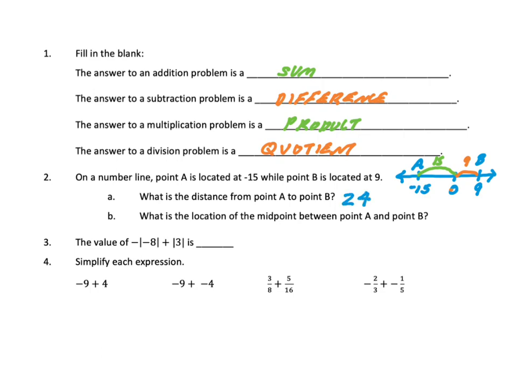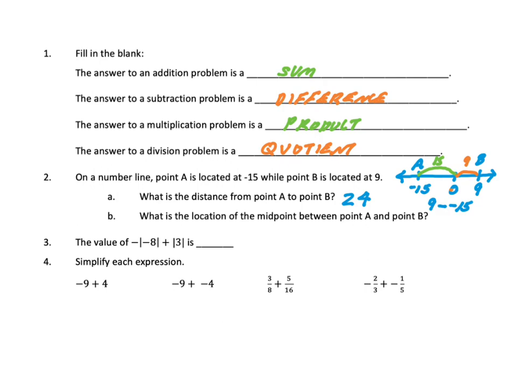Another way to think about that is we can just subtract the values. So we could take 9 minus negative 15. Think if they were both positive, if we just subtract them, that would give us the same and it'd be something that's logical as well.